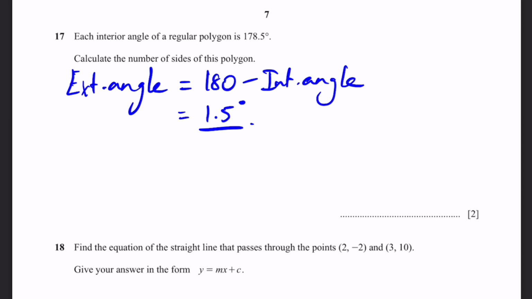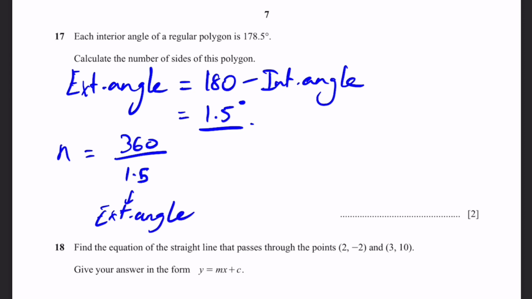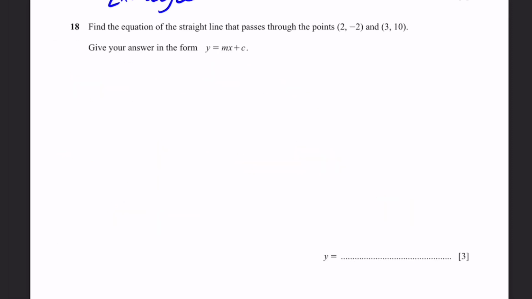Very small, right? Now the number of sides, or n, of this polygon, that will be 360 by 1.5, because that's the exterior angle, right? 360 by exterior angle is number of sides. So 360 by 1.5, which will be 240 sides. That's a lot of sides. Anyway, that's the answer.